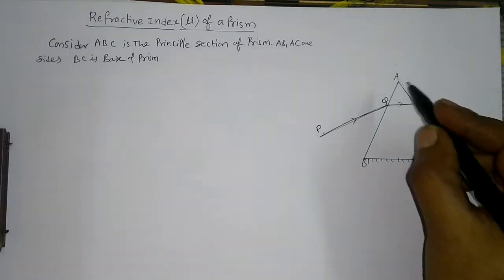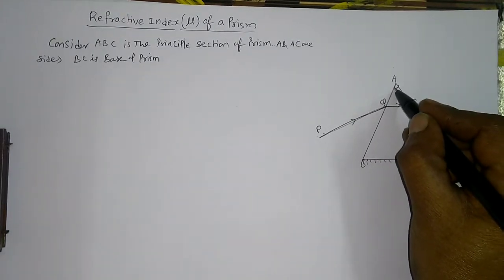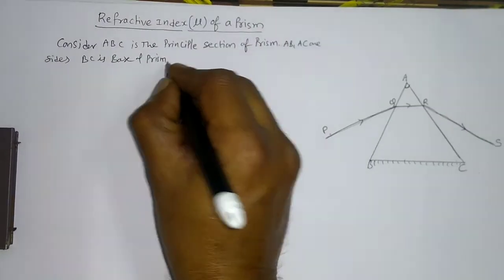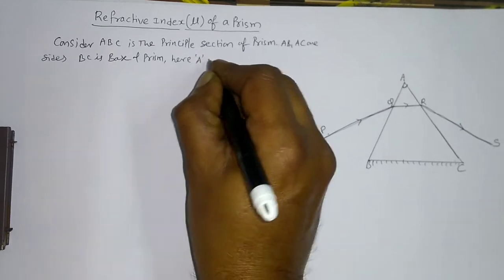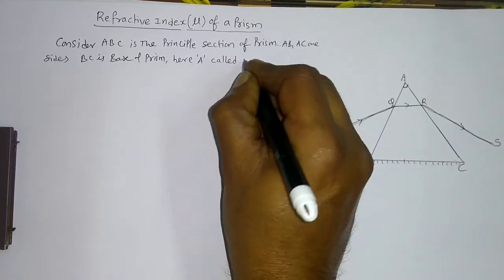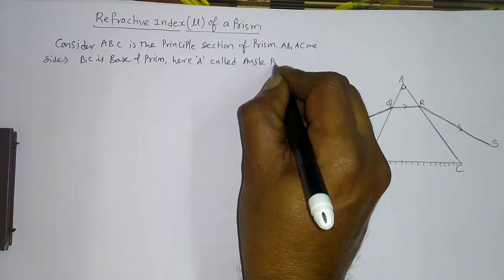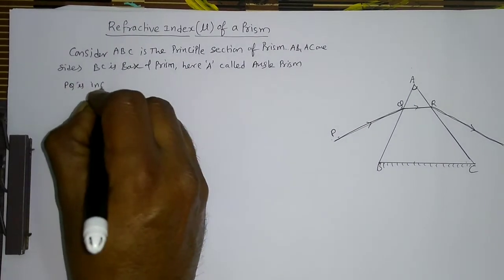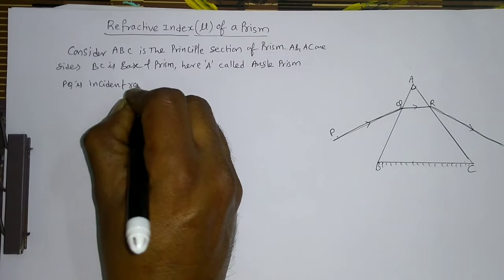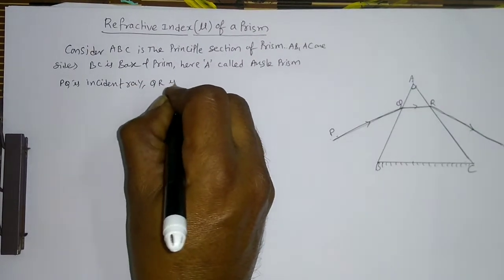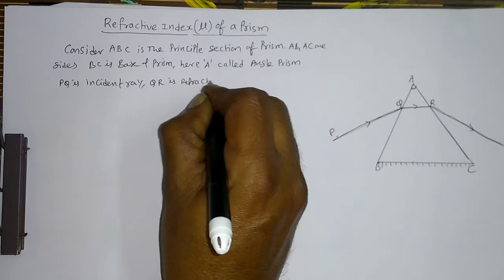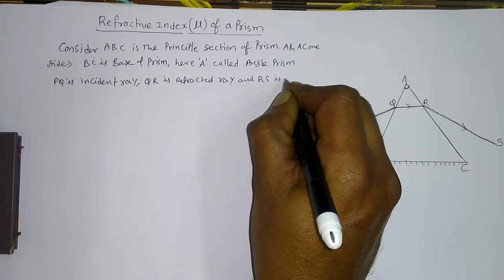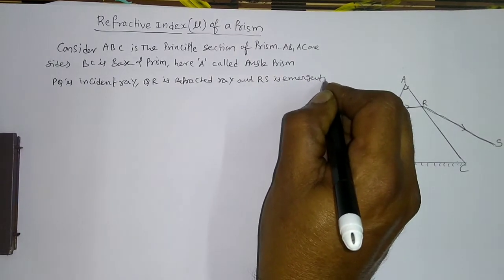Now, if it is an equilateral prism, then the angle should be 60 degrees. Here A is called the angle of prism. Now PQ is the incident ray, QR is the refracted ray, and RS is the emergent ray. Let us see.